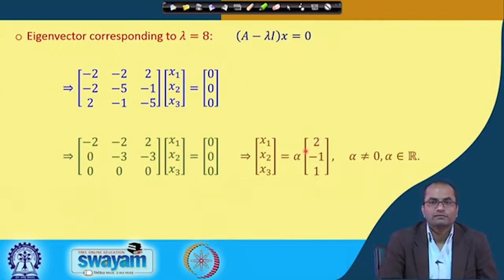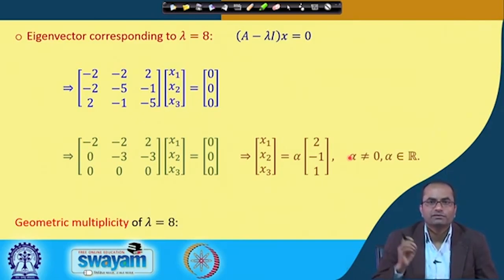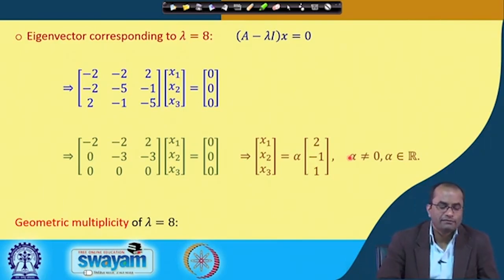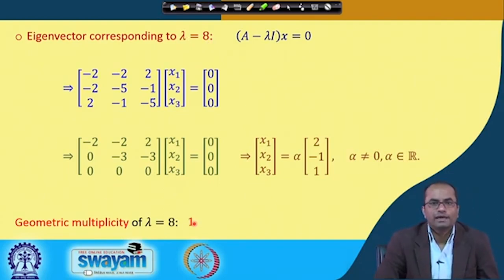So, that is the only one eigenvector which is linearly independent. Any other eigenvector which we get out of taking this value alpha is dependent on this 2 minus 1 1. So, in this case we got only one linearly independent eigenvector, and therefore, we say that the geometric multiplicity, that is the number of linearly independent eigenvectors corresponding to a given eigenvalue, here lambda equal to 8, is 1. So, here that is the number of linearly independent eigenvectors.